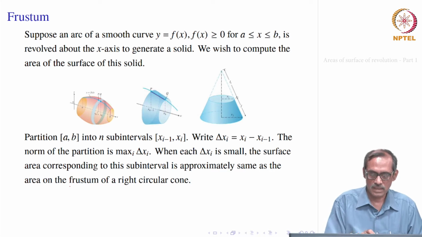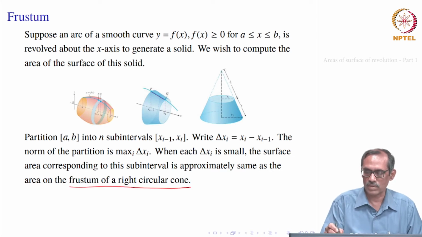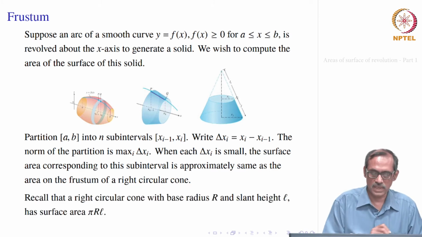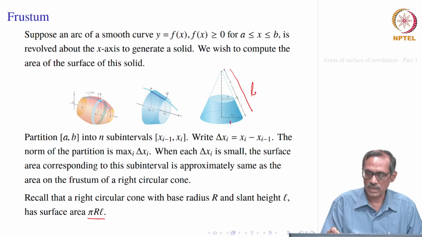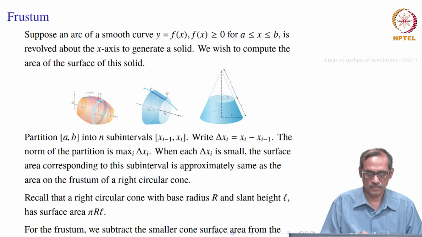It is the frustum of a right circular cone, that is what we think. As you know, the surface area of a cone will be pi r times L, where L is the slant height. So, if that is your L and r is the radius of the base, then the surface of the cone will have the area pi r L. So, using that we will compute the area of the frustum.